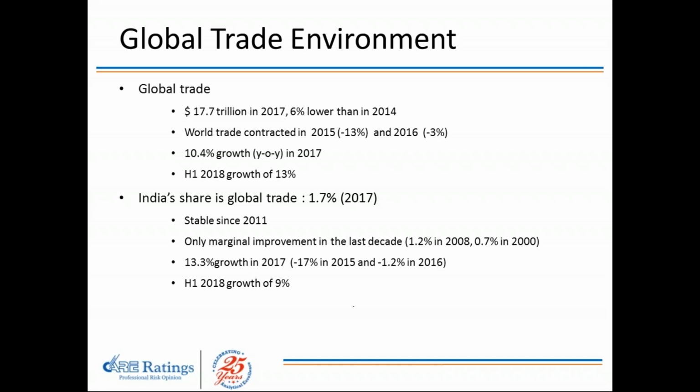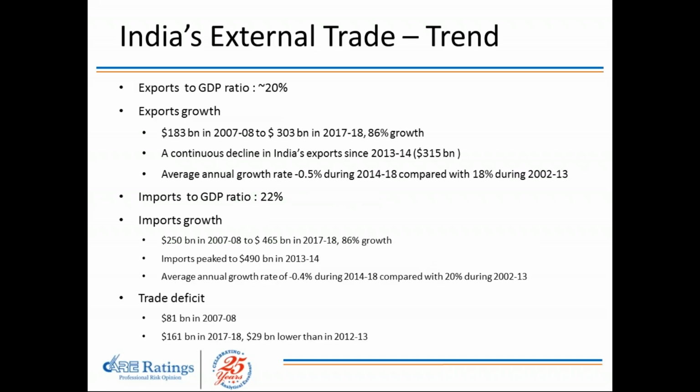Now, we look at India's trade performance, especially its exports. Exports account for around 20% of the country's GDP. The country's exports have seen a notable growth in the last decade, having risen from $183 billion in FY8 to $303 billion in FY18, which is a growth of 86%.